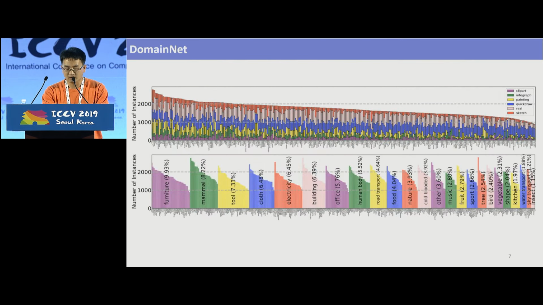This plot shows the detailed statistics of our DomainNet. The colors on the above subfigures indicate the different categories, and the colors on the bottom subfigures show the subcategories ranked by the total number of instances, such as furniture, animal, tools, and so on.